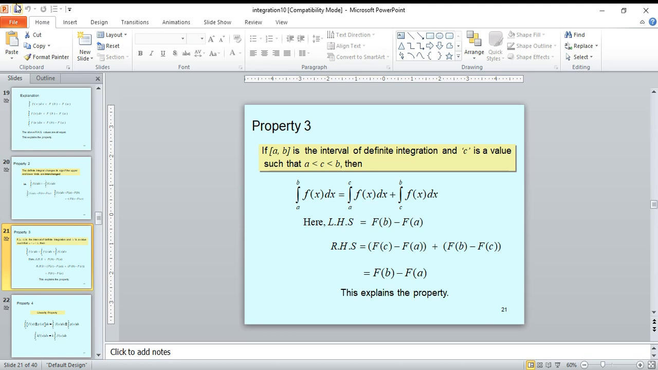Here, LHS: integration from a to b of f of x dx equals capital F of b minus capital F of a. RHS equals capital F of c minus capital F of a plus capital F of b minus capital F of c. Minus F of c and plus F of c cancel, leaving F of b minus F of a. This explains the property.